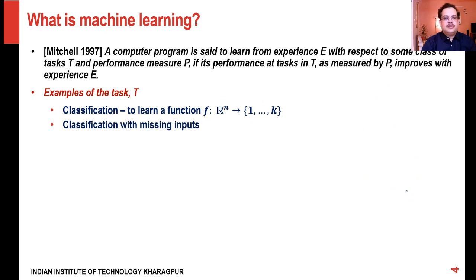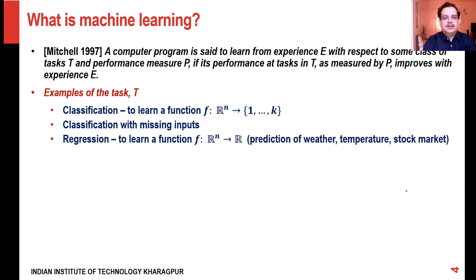Then I look at classification but with missing inputs. Maybe some of the inputs are not there and I still want to do the classification. Another important class of tasks which people attempt with machine learning is called regression. Regression is the standard requirement to learn a function which maps every point in an n-dimensional space to some value, maybe in general a real value.